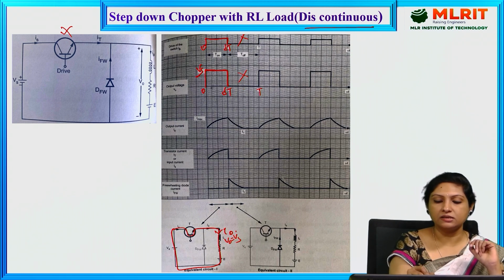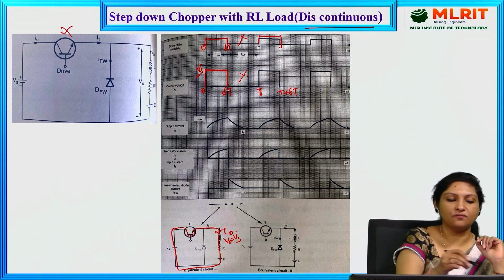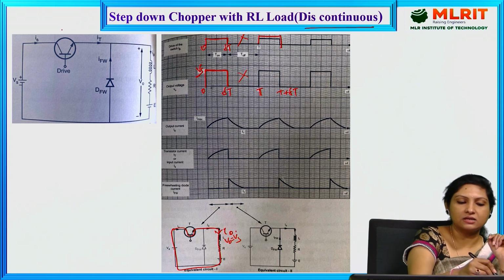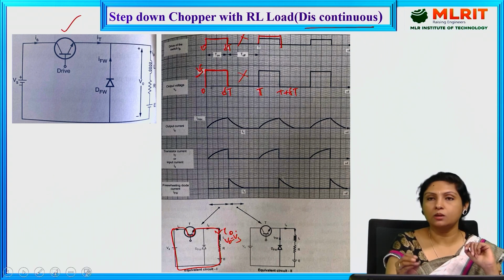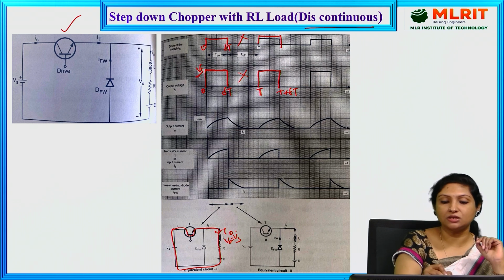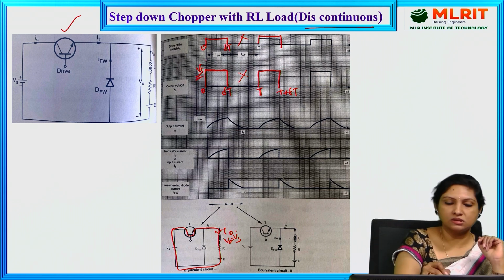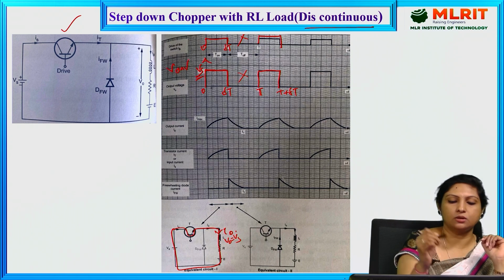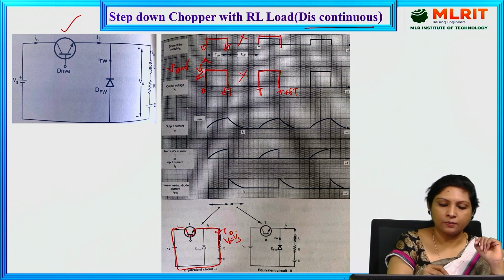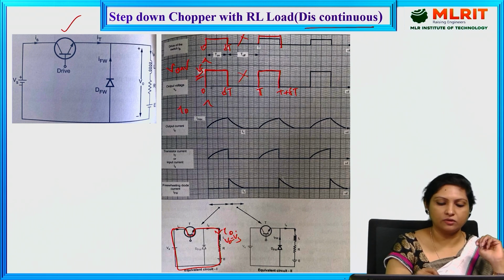And again at this instant called T, from T to T plus delta T, we have provided the gate drive for the transistor, and again it has got turned on, and thereby we are getting the output voltage from T to T plus delta T with magnitude Vs. This is how the output voltage looks like. And coming to the output current, it is present right from 0 to delta T.